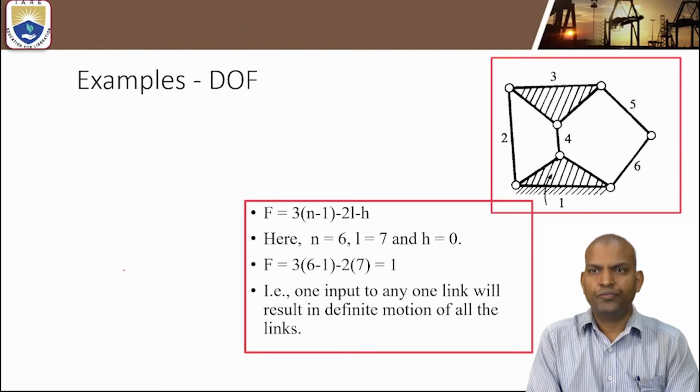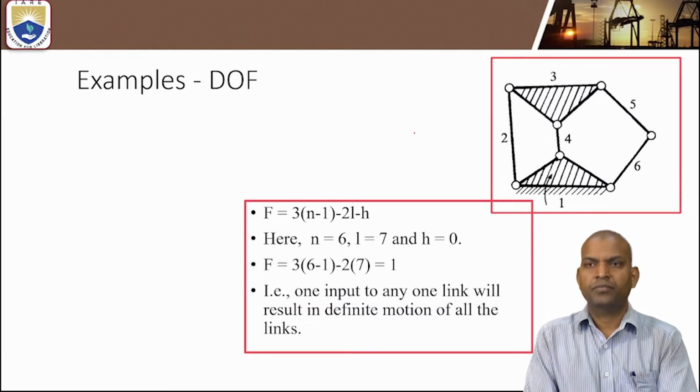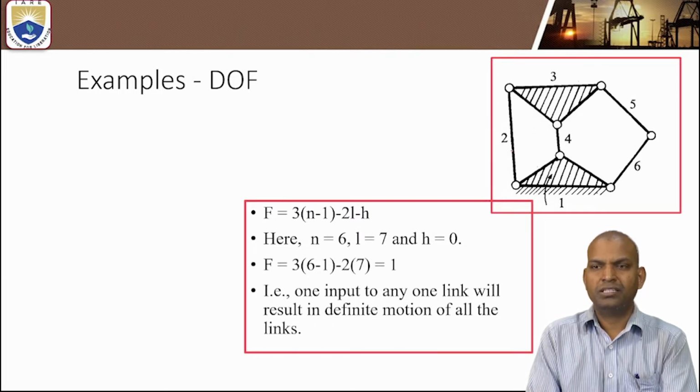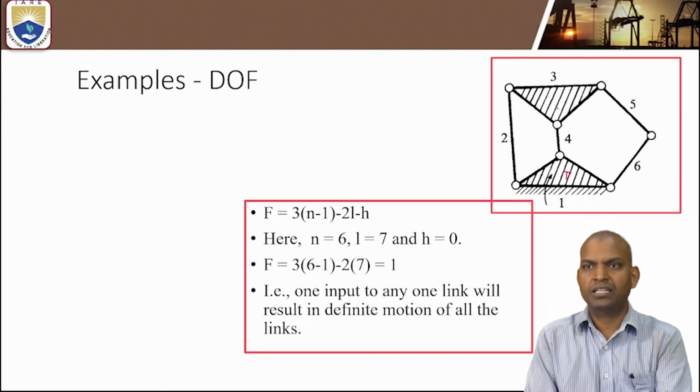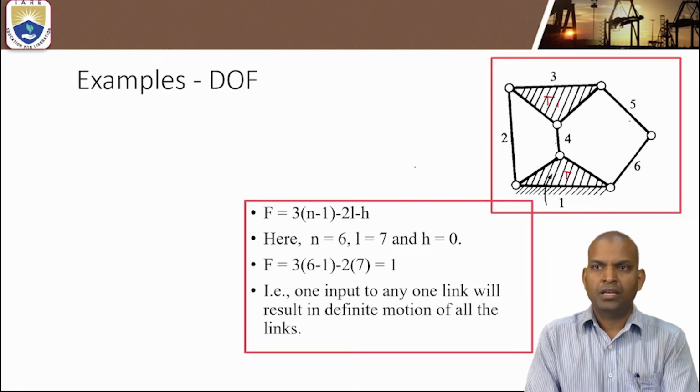Next, how to find out the degree of freedom for the given figure? Again, the number of links in this. Here, how many binary links are there? The mechanism is arranged such that there are 2 ternary links. This is also a ternary link. And how many binary links are there? 1, 2, 3, 4. There are 4 binary links.